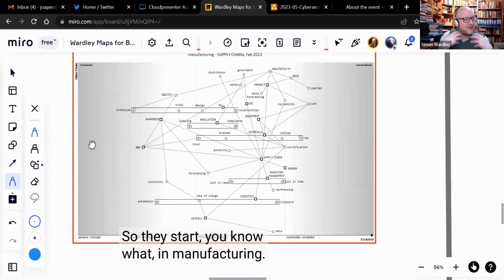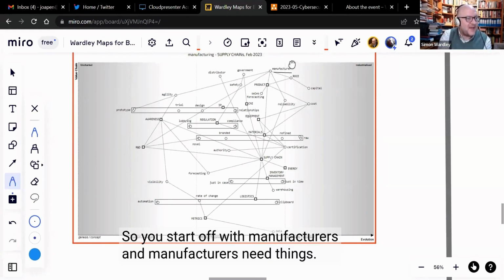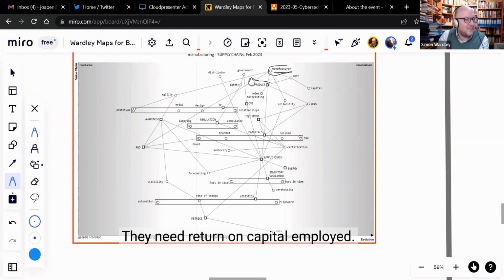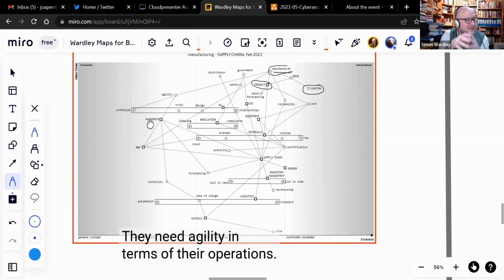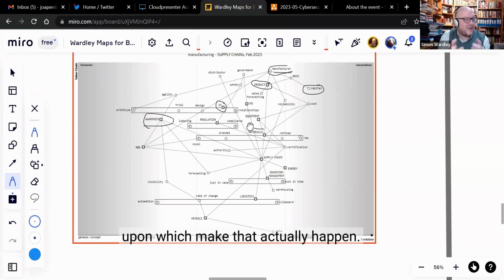So they start, what in manufacturing, what do we mean by supply chains? So you start off with manufacturers, and manufacturers need things. They need return on capital employed. They need to have products. They need IP around design. They need agility in terms of their operations. And then these have a whole bunch of other components which they depend upon, which make that actually happen.